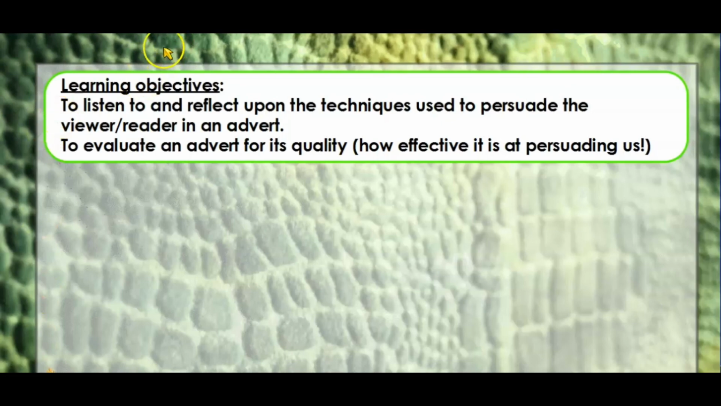Our targets, our learning objectives for today, are to listen to and reflect upon the techniques used to persuade the viewer or reader in a particular advert that we're going to look at. And we're going to then evaluate this advert for its quality. In other words, how effective it is at persuading us of its message.